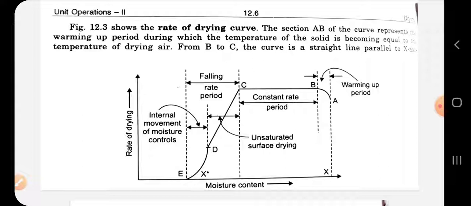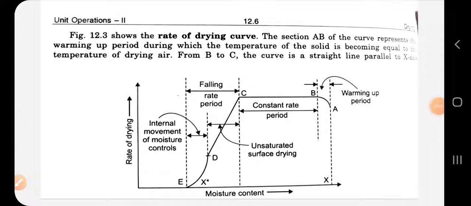Now further, after we reach point D, from D to E, the surface of the solid is completely dry. When we started this phase, we could see patches of dry solid. As we reach point D, the surface is visually completely dry, but internally moisture is still present. So from point D to E, the main drying that takes place is internal drying.